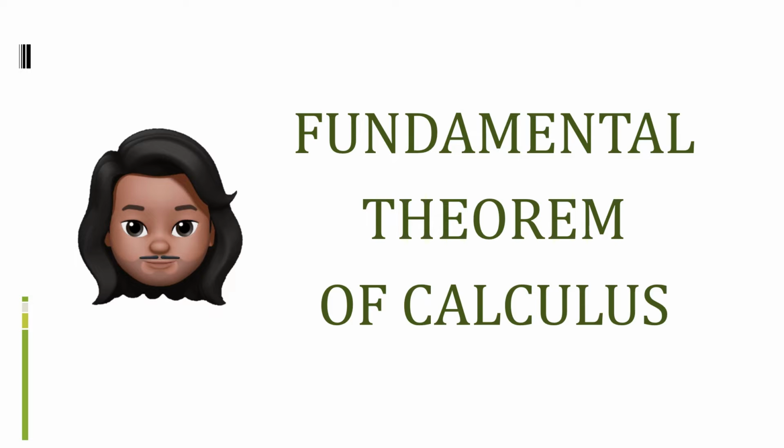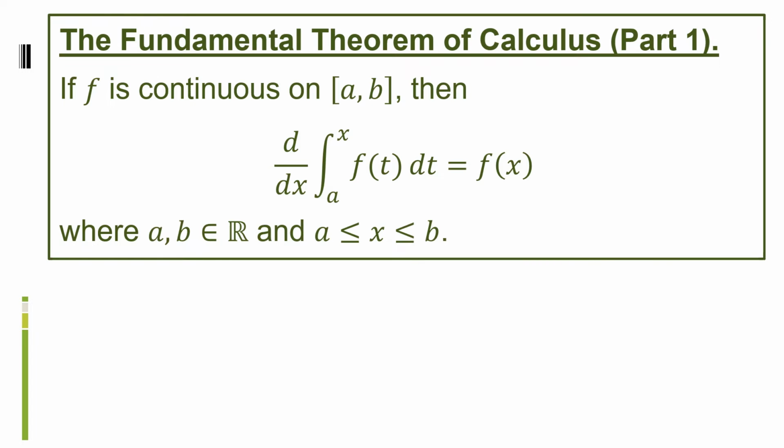There are two parts of the fundamental theorem of calculus. The first part relates the process of differentiation and integration. The part 1 of FTC states that if f is continuous on the closed interval [a, b], then the derivative of the definite integral from a to x of f(t) dt is equal to f(x), where a and b are real numbers and x is between a and b.